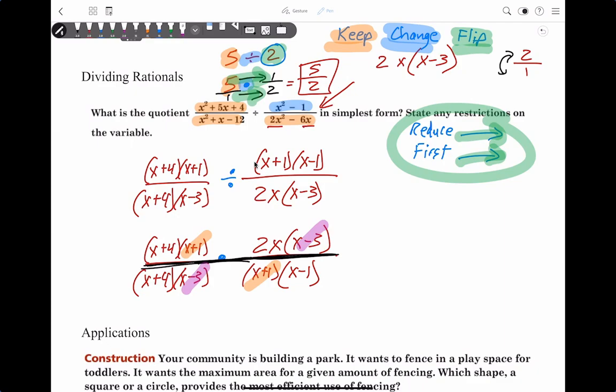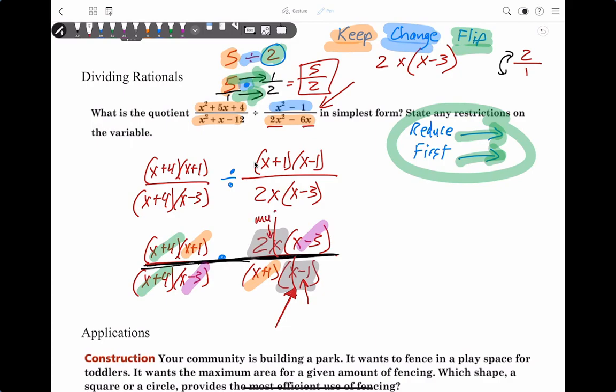I have an x plus 4 that'll cancel with this x plus 4. So the only pieces that are left, here in gray, are 2x and x minus 1. Please, please, do not cancel this x and this x, because the one down here is part of a binomial because it has this subtraction piece to it, where this one has multiplication.